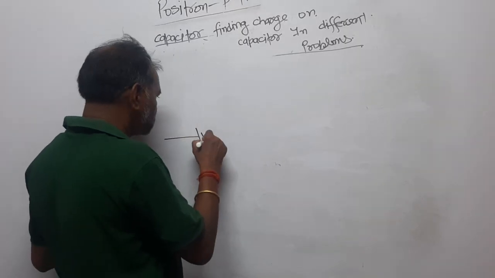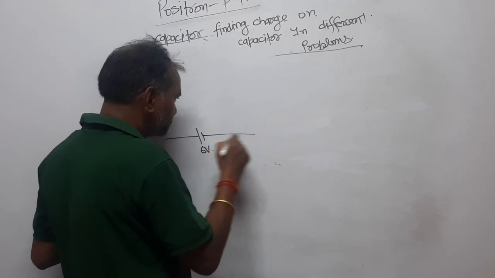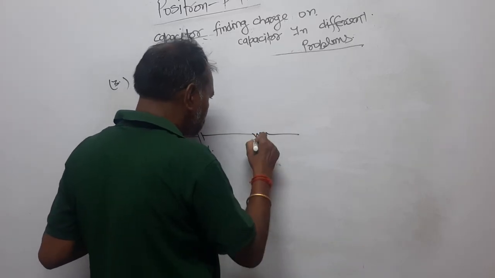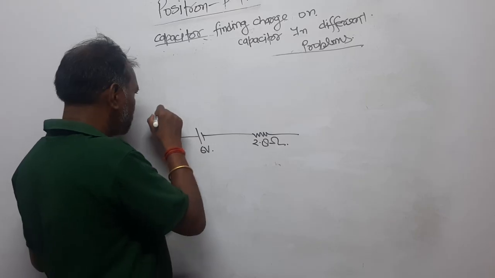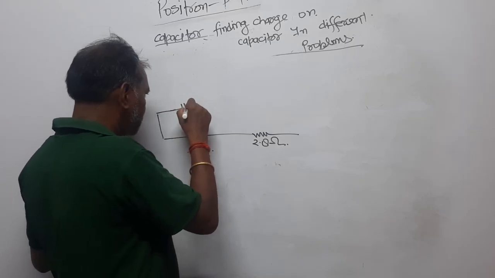it is a 6 volt battery, and this is 2.8 ohm. Here is a capacitor.